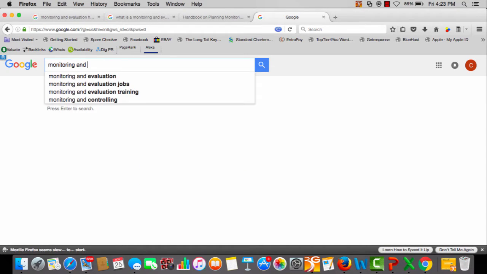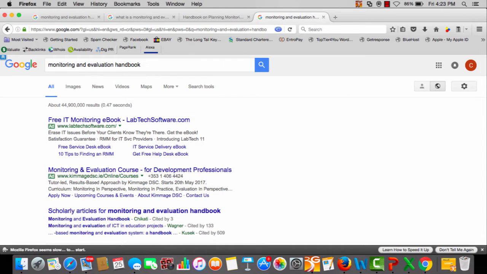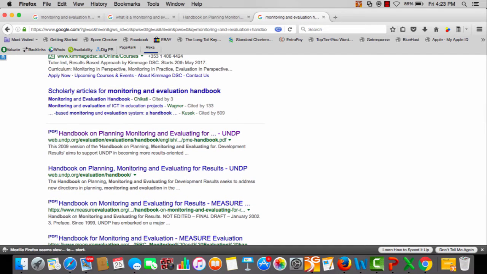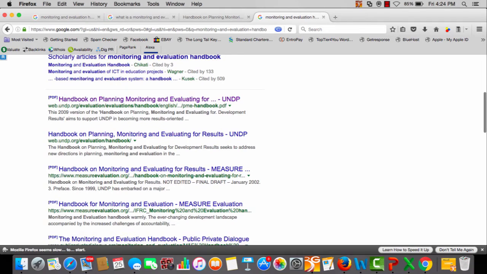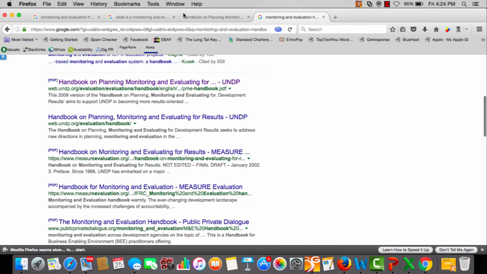So I'll type monitoring and evaluation handbook. Okay. So now, if you look down here, I must admit, guys, each time I'm looking for a handbook on the internet, the majority of times what pops out is the United Nations. The United Nations is well renowned in so many things. I took the privilege of downloading their handbook, and it's right here.